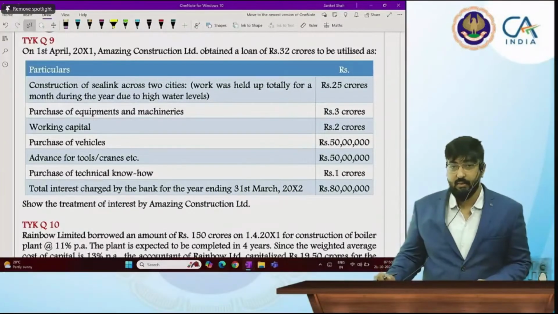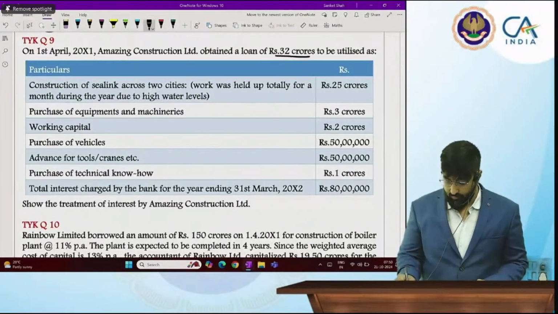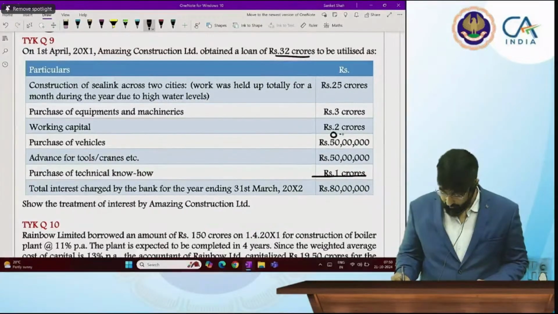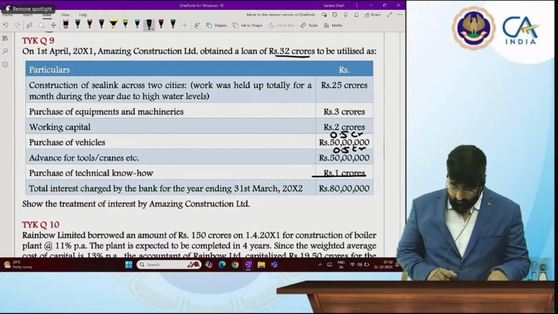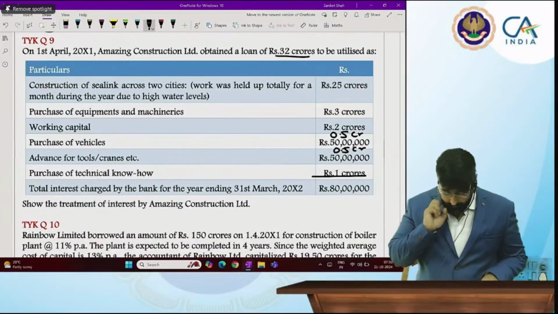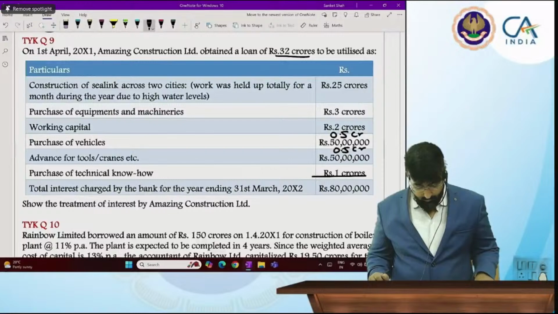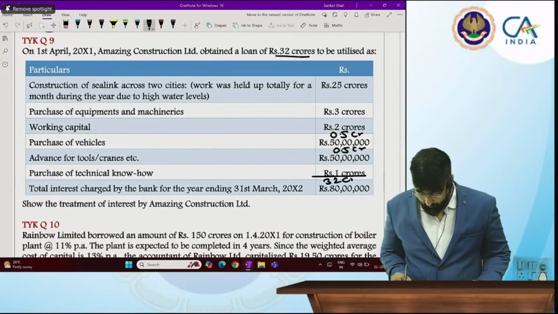On 1st April 2001, Amazing Construction Limited obtained a loan of rupees 32 crores to be utilized for construction of a sea link across two cities. Work was held up totally for a month during the year due to high water levels. Purchase of equipments and machineries, working capital, purchase of vehicles, advance for tools, cranes, purchase of technical know-how. Total interest charged by the bank for the year ending on 31st March 2002. Show the treatment of interest by Amazing Construction Limited.